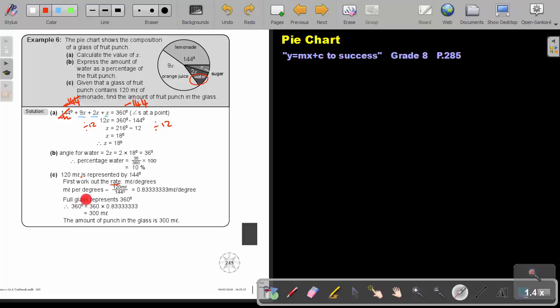And now a full glass, remember this is the full amount, represents 360. So I just take the 360 and I multiply it with that rate. And I will get 300 milliliters. So the amount of punch in the glass is 300 milliliters.